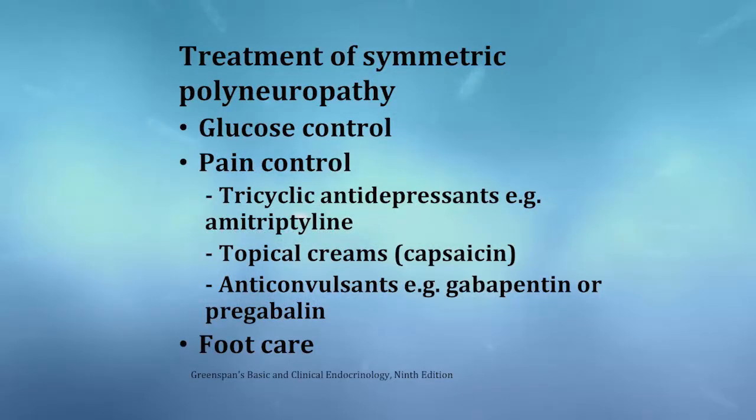The treatment of systemic polyneuropathy, as with every other complication, is very good glycemic control. But don't let your patient suffer. Remember that you need to treat this painful complication with a tricyclic antidepressant like amitriptyline, or topical creams. Also, anticonvulsants like gabapentin can be used, and always emphasize very good foot care to prevent ulcers and further injuries to the foot.